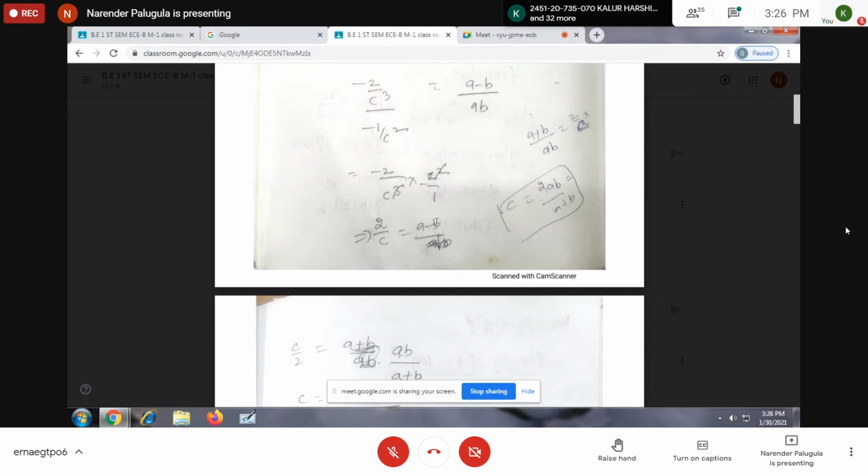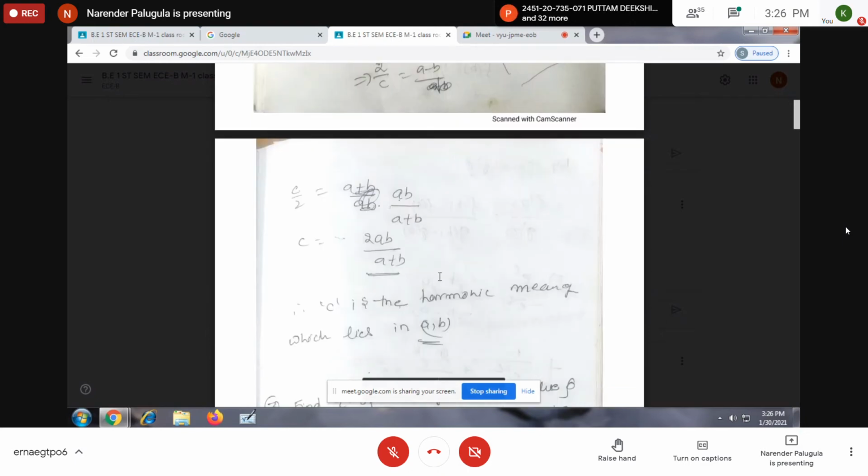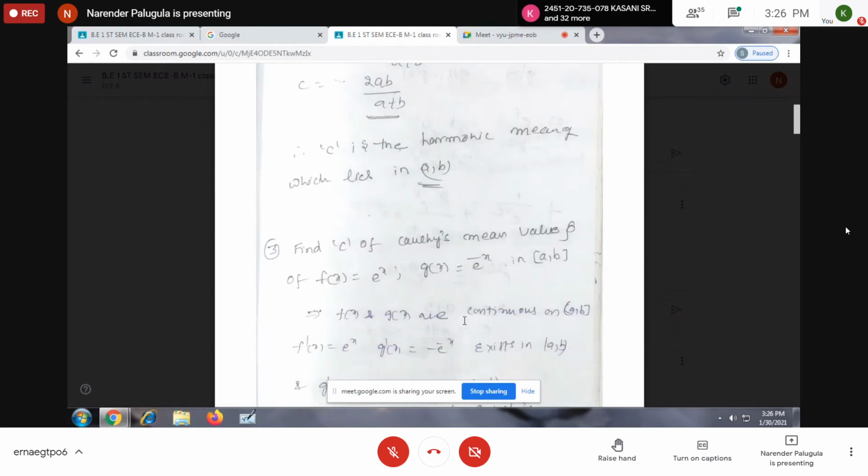Take reciprocal on both the sides. c by 2 is equal to ab by a plus b. Take 2 to the right side. What we get? c is equal to 2ab by a plus b. So finally, we show that the value c is nothing but the harmonic mean of a and b, which lies between a and b.